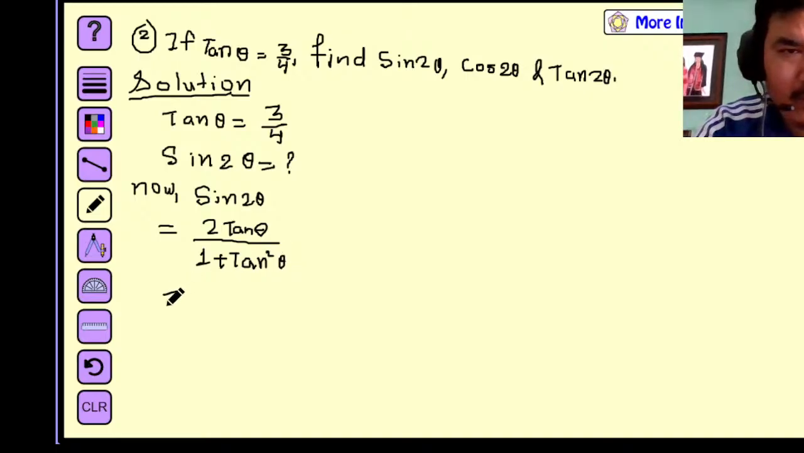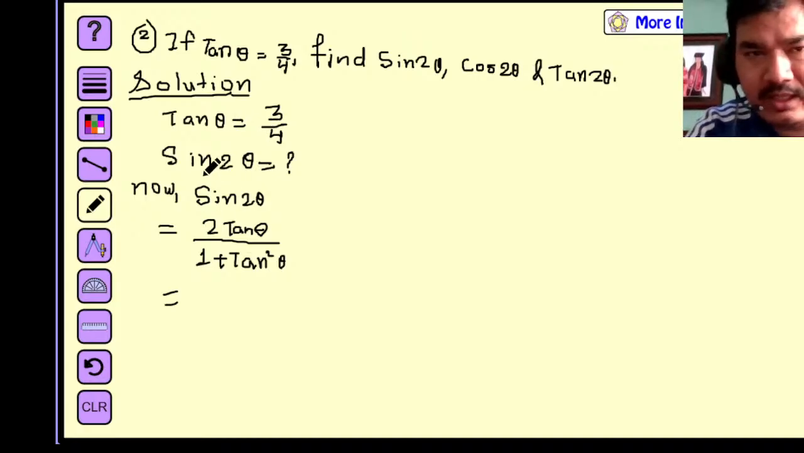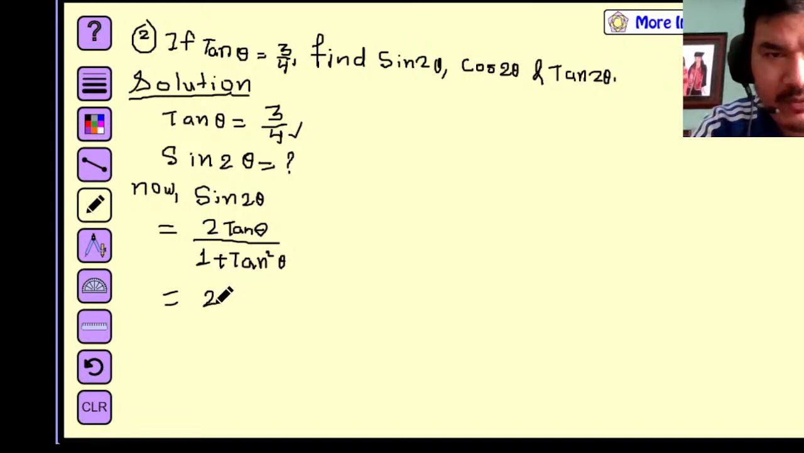Then why are we using this formula? I repeat again, because we need to find the value of sine 2 theta, but we have the value of tan. Okay, the given value is of tan. That's why we are using this formula, because we will use the value of tan theta here. Tan theta means we have already been given 3 by 4.